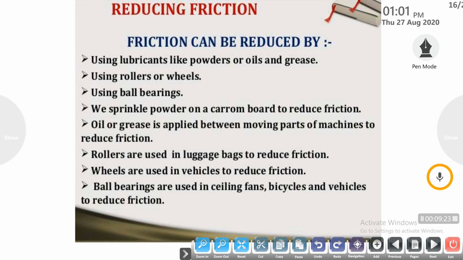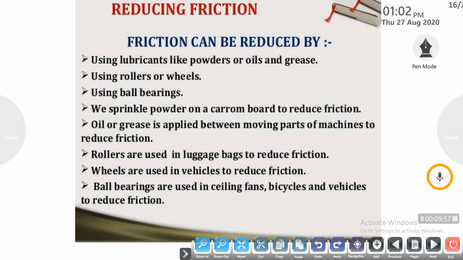The next is reducing friction, that is, how can we reduce the friction between two surfaces, simply by decreasing the irregularities between the two surfaces or by decreasing the interlocking. So friction can be reduced by using lubricants like powders, oils and grease, by using rollers or wheels, and by using ball bearings. We can sprinkle powder on a carom board to reduce the friction. Oil or grease is applied between moving parts of machines or between doors and windows to reduce the friction. Rollers are used in luggage bags to reduce friction.